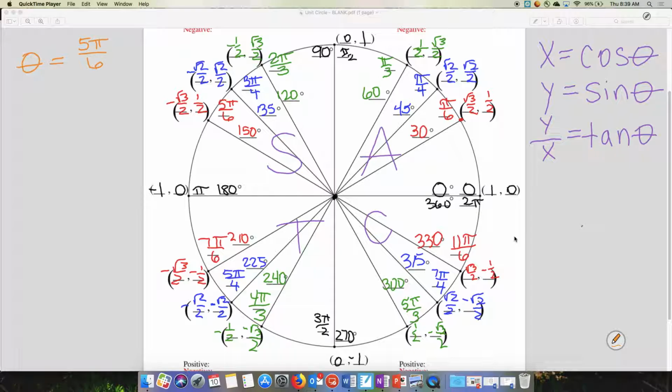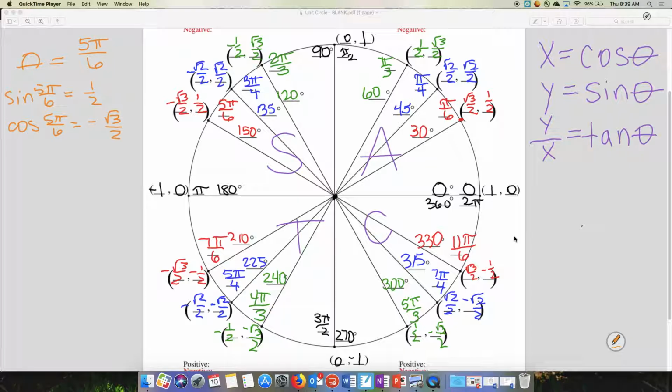So the sine of theta, well, let's just write 5 pi over 6. So the sine, oh, darn it. That is not what I wanted, but I bet we can do it. There we go. The sine of 5 pi over 6, what is it? It would be 1/2. That's the y-coordinate. What would the cosine be? Negative radical 3 over 2.